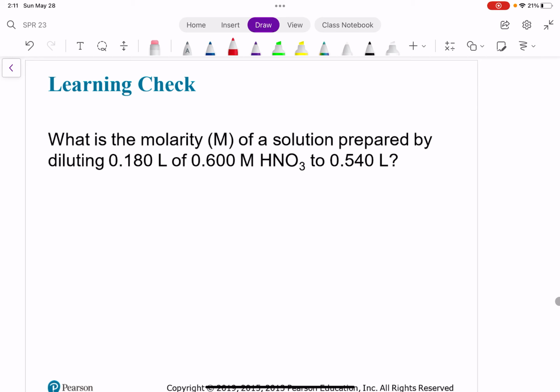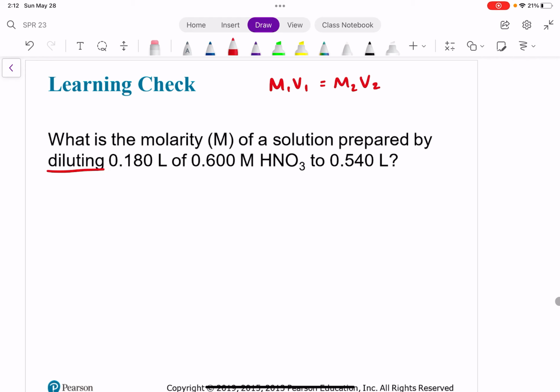Okay, so what is the molarity of a solution prepared by diluting 0.180 liters of 0.600 molar HNO3, nitric acid, to 0.540 liters? Half the battle with these types of problems is figuring out what you're given and where you want to get to. What do I have out of my M1V1 equals M2V2 equation? And how did I know to use it?